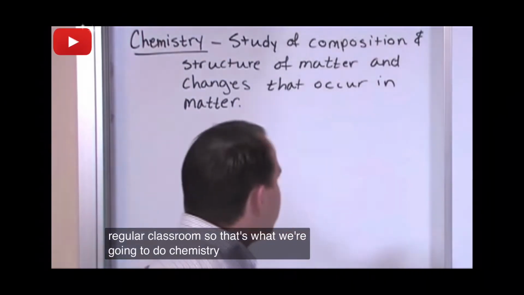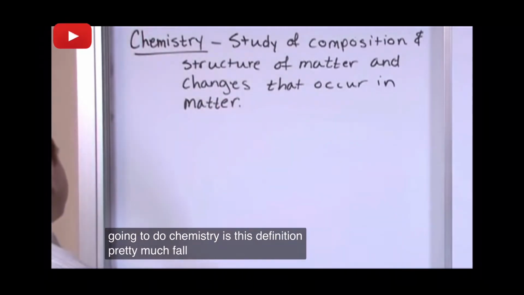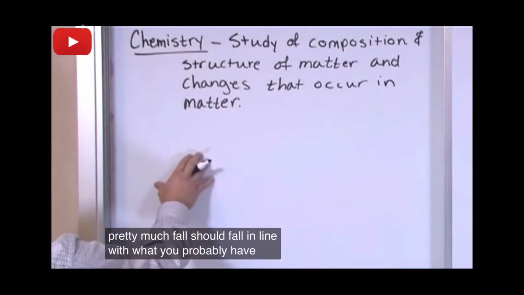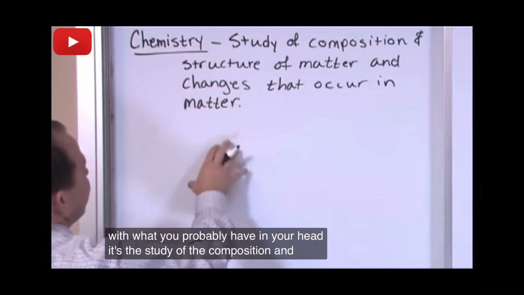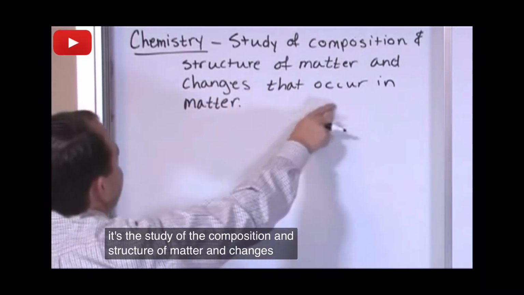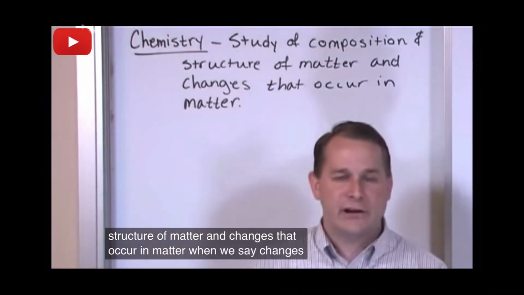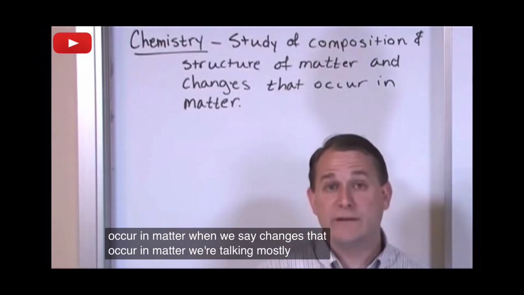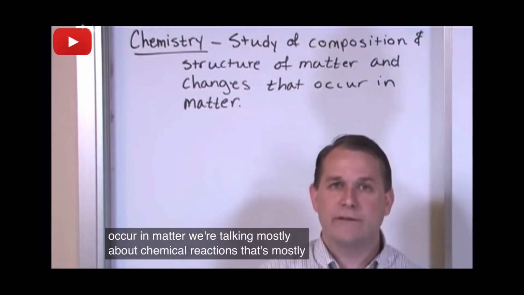So that's what we're going to do. Chemistry is, this definition pretty much should fall in line with what you probably have in your head. It's the study of the composition and structure of matter and changes that occur in matter. When we say changes that occur in matter, we're talking mostly about chemical reactions. That's mostly what we're talking about.